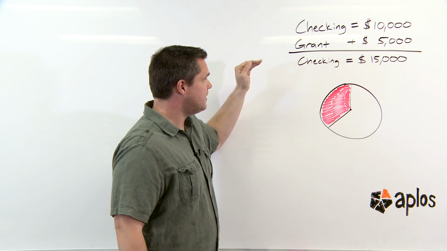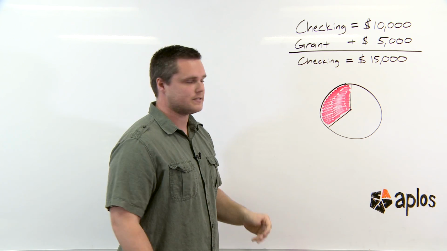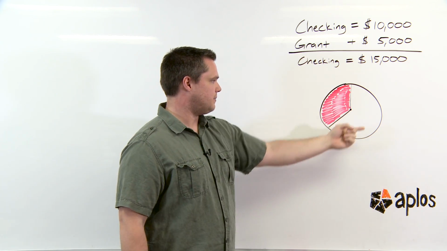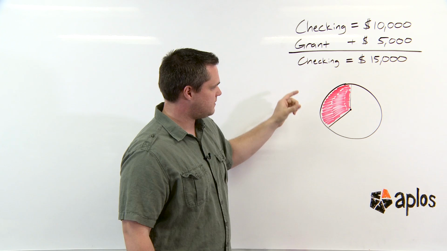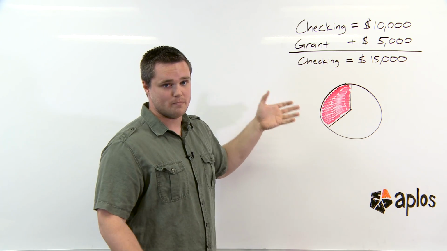But in fund accounting, you want to know, out of that 15, how much is set aside for my specific purposes. So if you have fund accounting, you could see something like this. You've got the total, which is $15,000, but a third of it, or $5,000, is set aside for your grant or your missions fund.